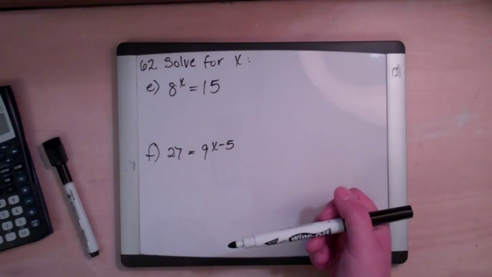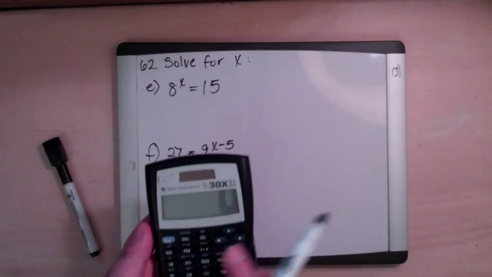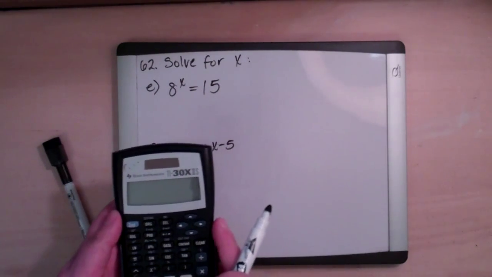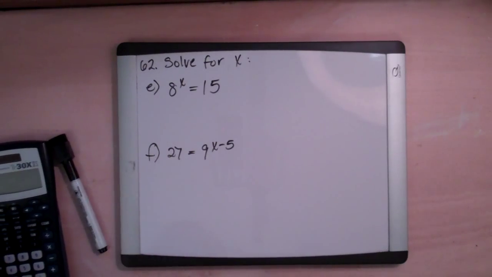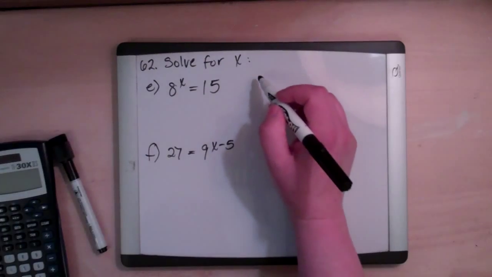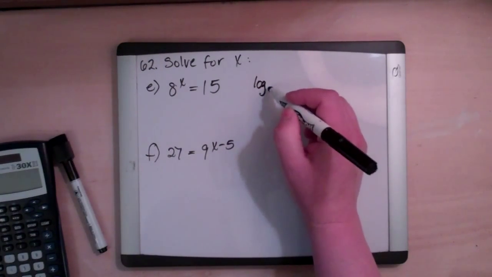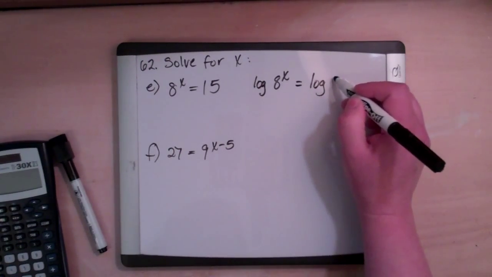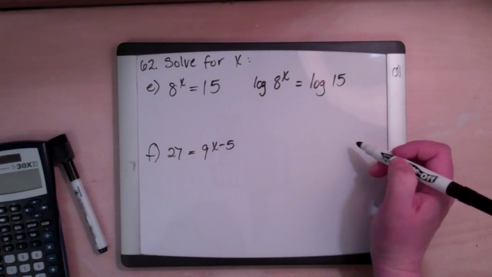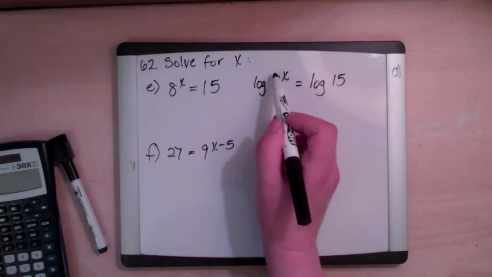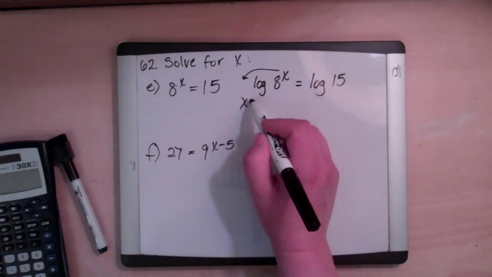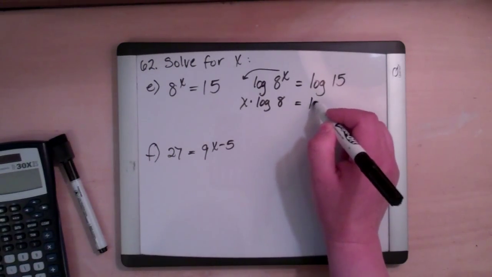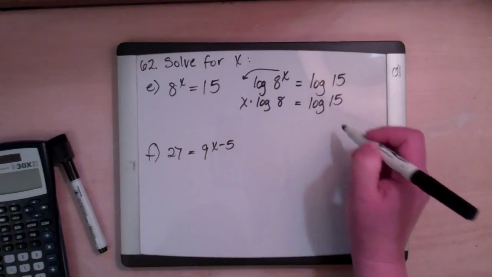Now the buttons on my calculator that I have are log and natural log. Quite commonly we choose log because base 10 is kind of convenient. We have 10 fingers and 10 toes, so log 10 is kind of convenient. If I apply the common log, log base 10, to 8 raised to the x power, and I apply the same log to the other side of the equation, now I can use my product rule and bring this x down here, so I'll have x times log base 10 of 8 equals log base 10 of 15, like that.